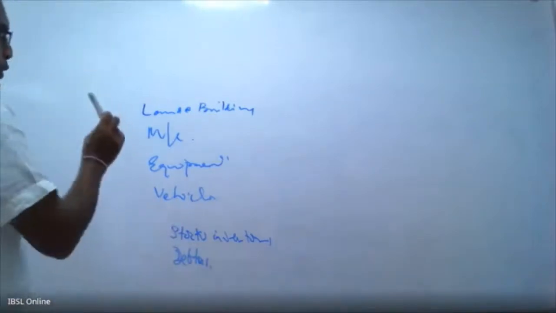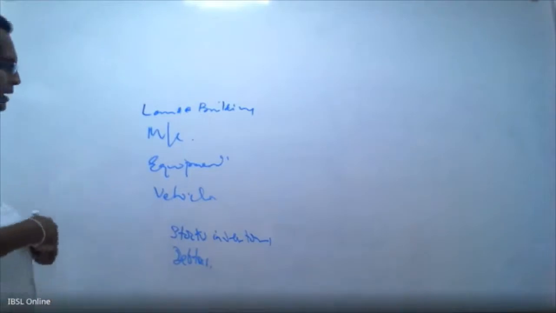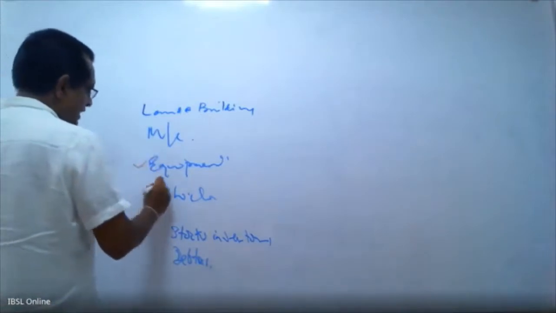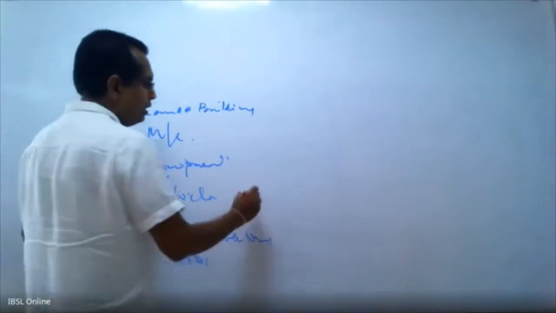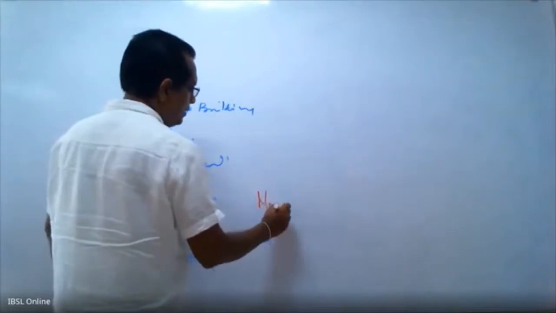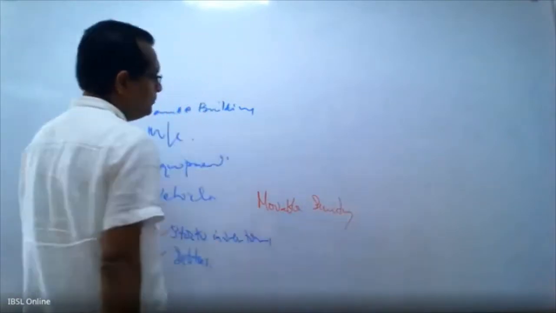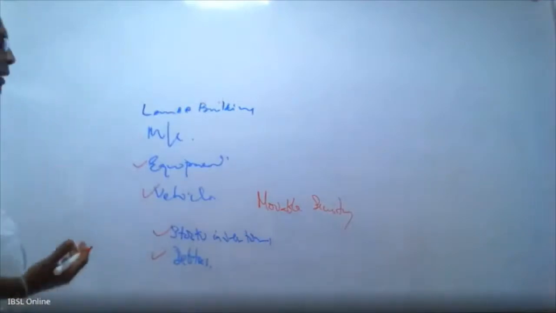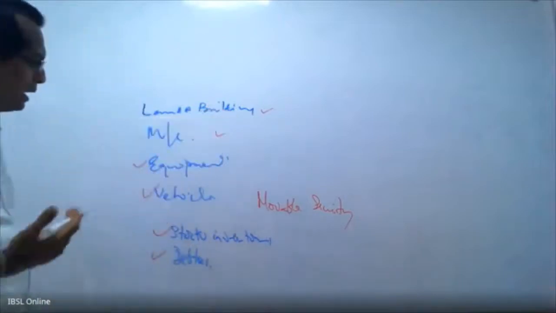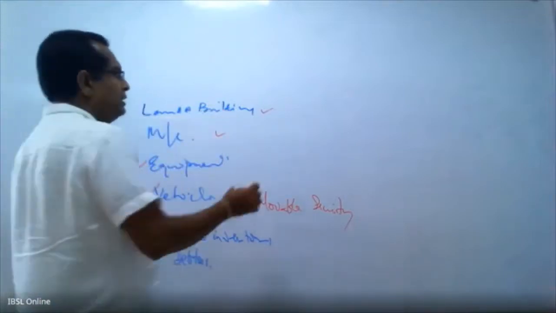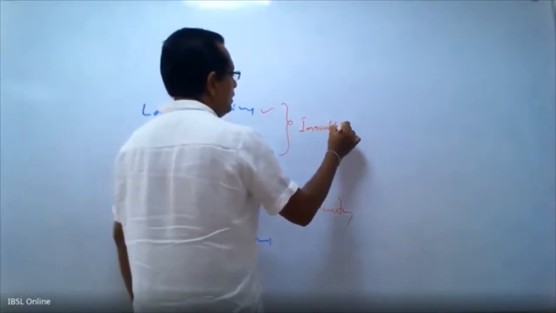If the asset mortgage can be moved easily, like equipment, vehicles, stocks, debtors, we call it movable security. If the mortgage can't be moved easily, then we say immovable mortgages.